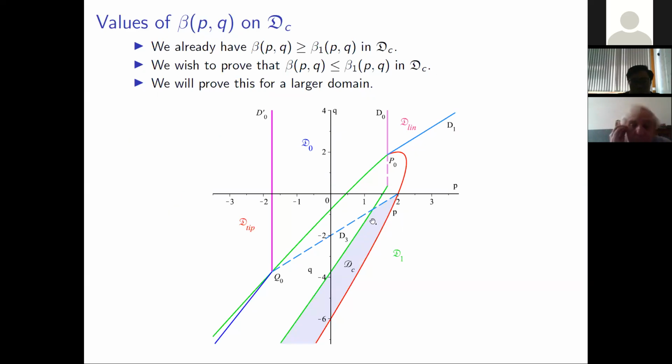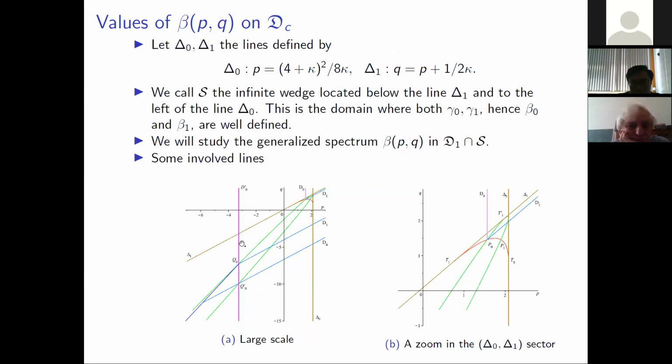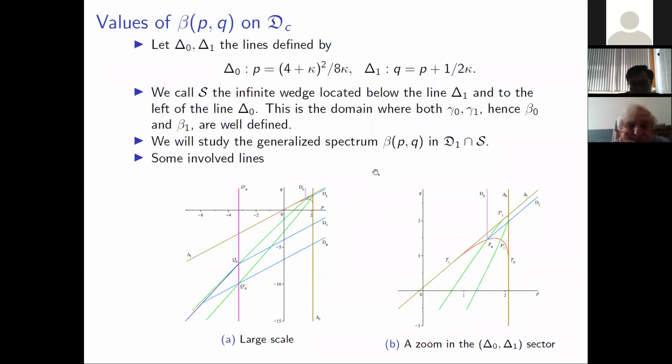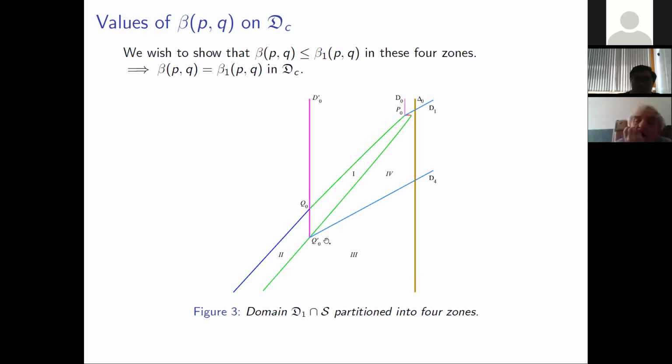This part, we do the same thing, but what I do is the spectrum on the larger domain. This is a domain between two lines, delta one and delta zero and delta one, where they are both defined. Here there's some inverse. So the domain will be divided into four zones. Inside the red line, the red parabola, we have the spectrum is bounded above by beta one.